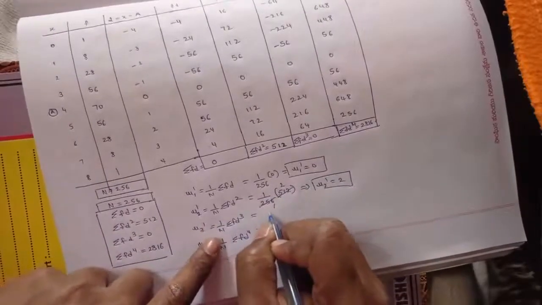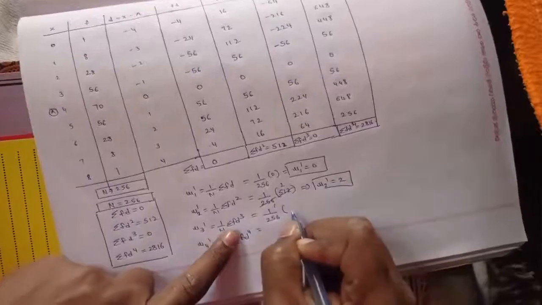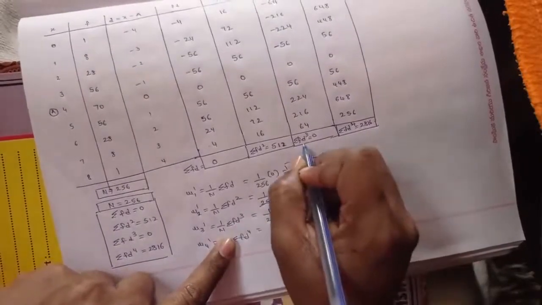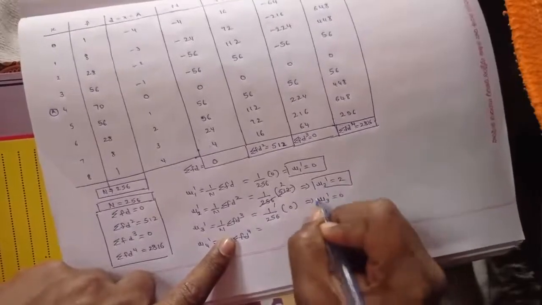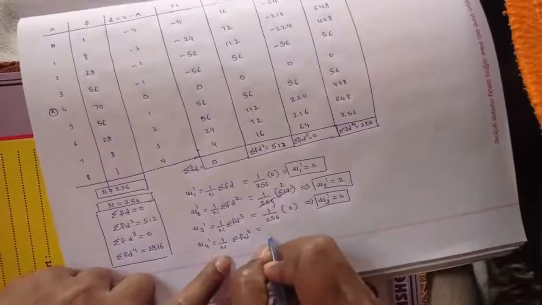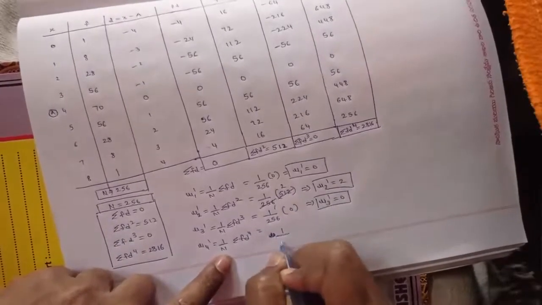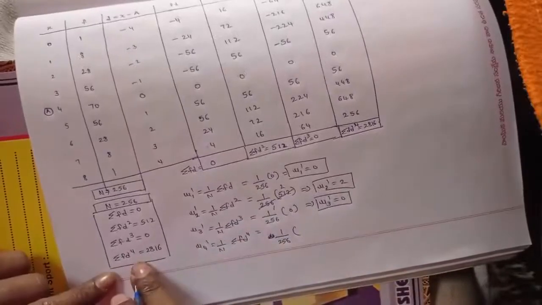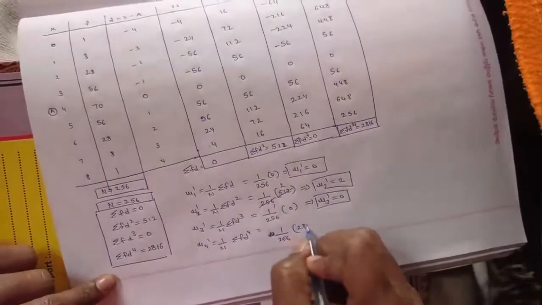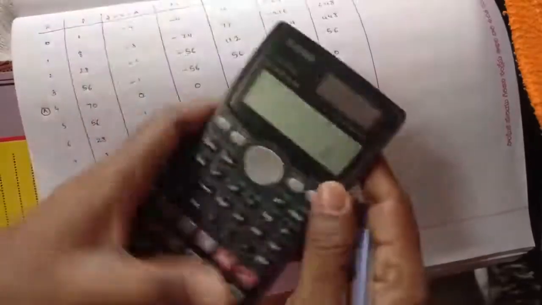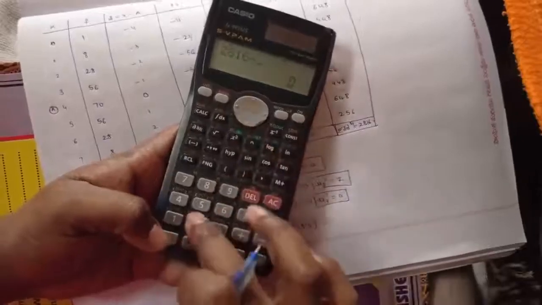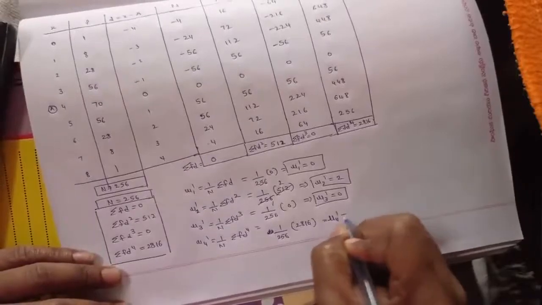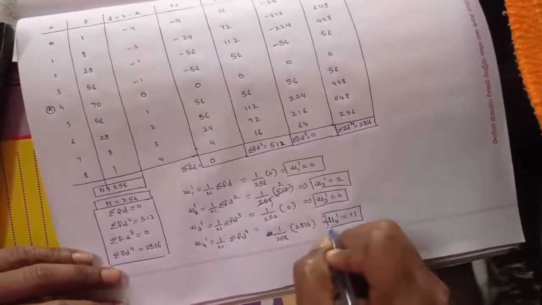Next, mu3 dash is 1 by 256 into sigma fd power 3. The value of sigma fd power 3 we got as 0, which results in mu3 dash is equal to 0. Next, mu4 dash is 1 by 256 of sigma fd power 4, which is 2816. So let's just do that: 2816 divided by 256 is equal to 11. So mu4 dash is equal to 11. These are the arbitrary moments we got.